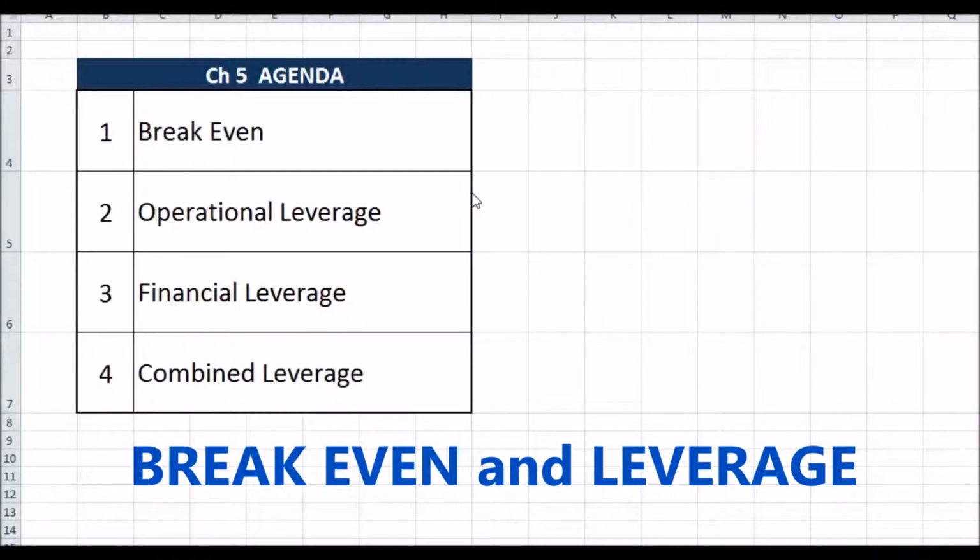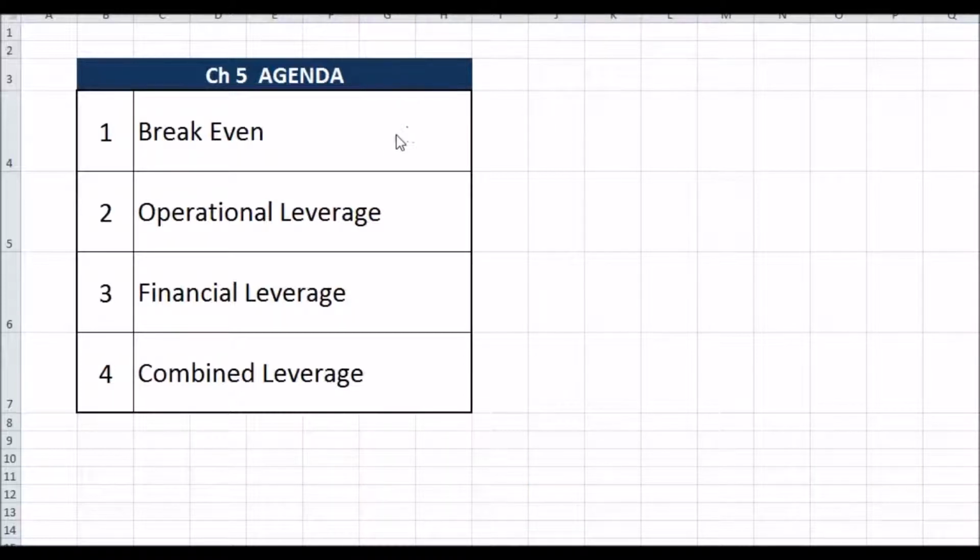This week we're going to look at break-even, operational leverage, and financial leverage. When a company talks about a break-even point, they're talking about the number of units produced, and the cost of those units and the amount of revenue from the units being exactly equal. We don't want to operate at the break-even point, but we want to operate above the break-even point.